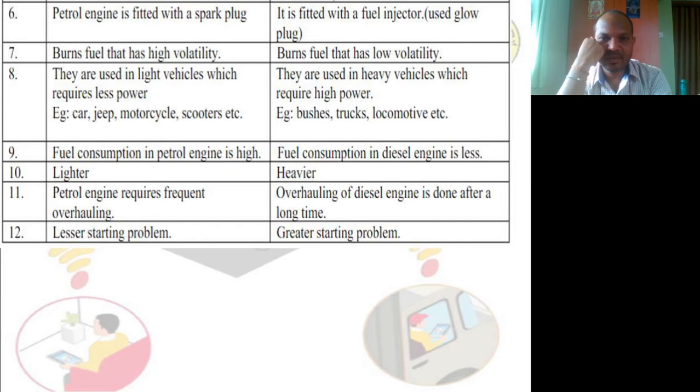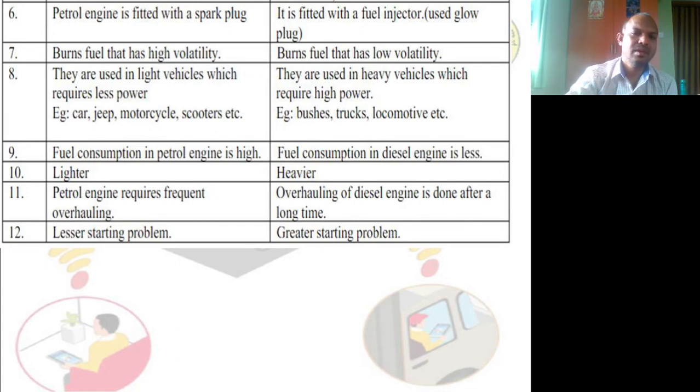Petrol engines are lighter in size, whereas diesel engines are heavier in size. A petrol engine requires frequent overhauling, whereas overhauling of a diesel engine is done after a long time. Petrol engines have lesser starting problems because they catch fire very early, whereas diesel engines have greater starting problems in cold countries, cold seasons or cold temperatures. This was the case with most of the earlier jeeps; now we have sophisticated diesel engines, and I don't feel there will be a problem in starting.